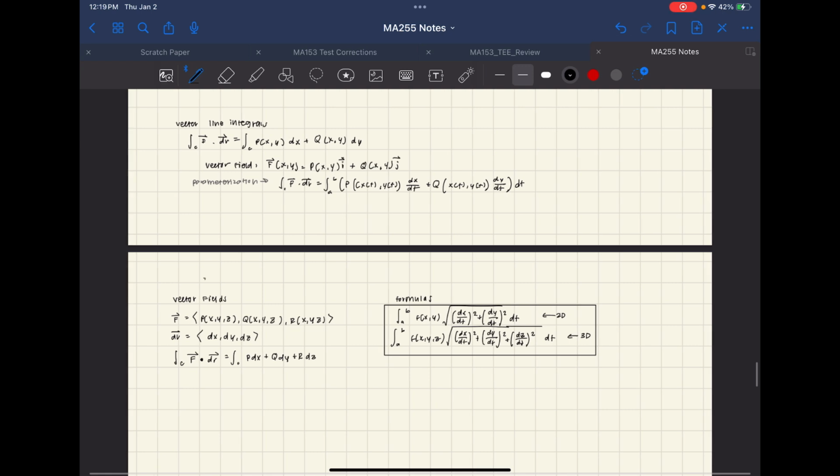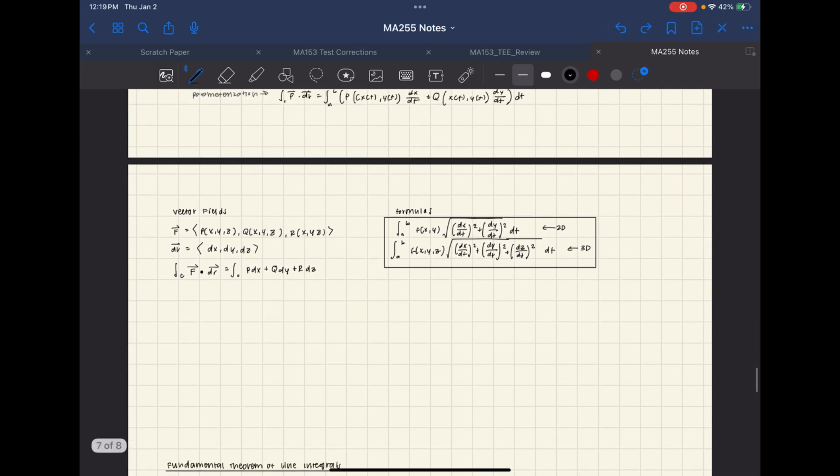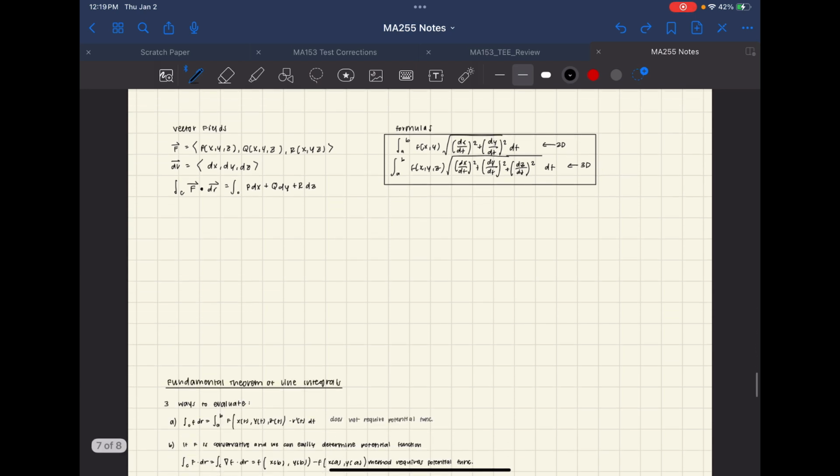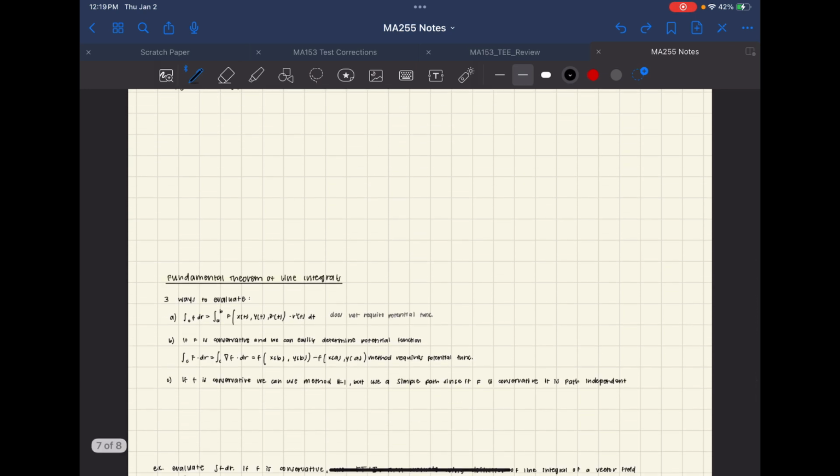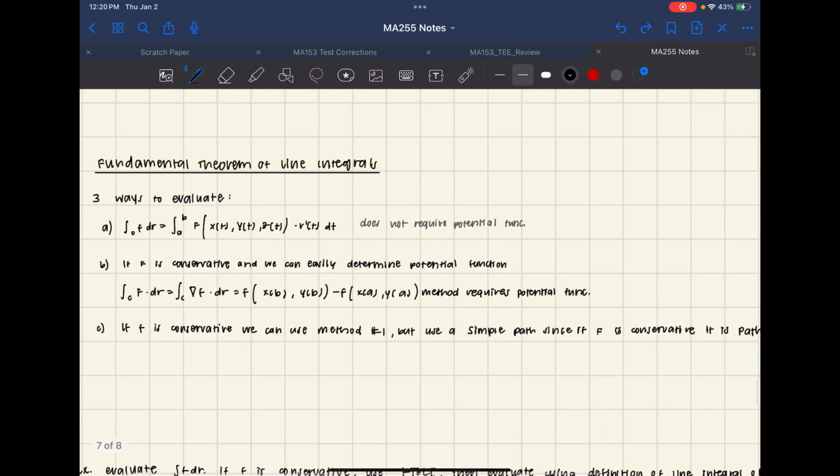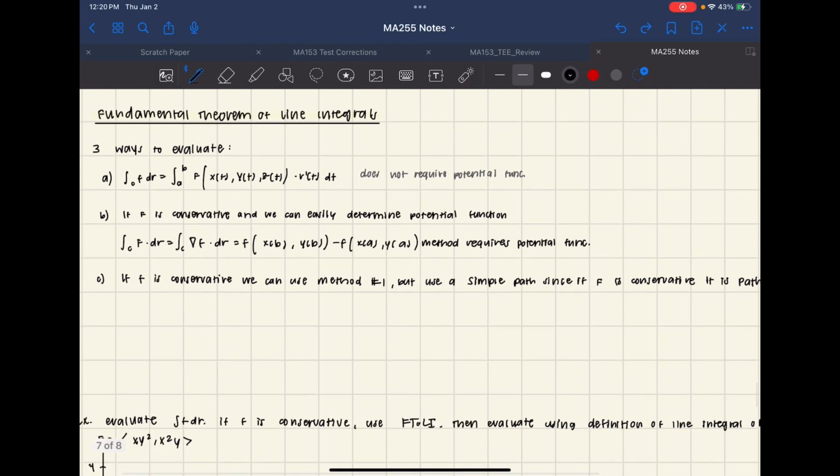Just a little bit of a refresher on vector fields there. And then there are 3 ways to evaluate a line integral, depending on the problem and the field. For the first way, it doesn't require a potential function. It'll make more sense when we go over examples, but you're essentially rewriting the curve r of t in terms of a parameter t, and then you use that formula for line integrals. This method is pretty straightforward, and we'll go over that in a bit.